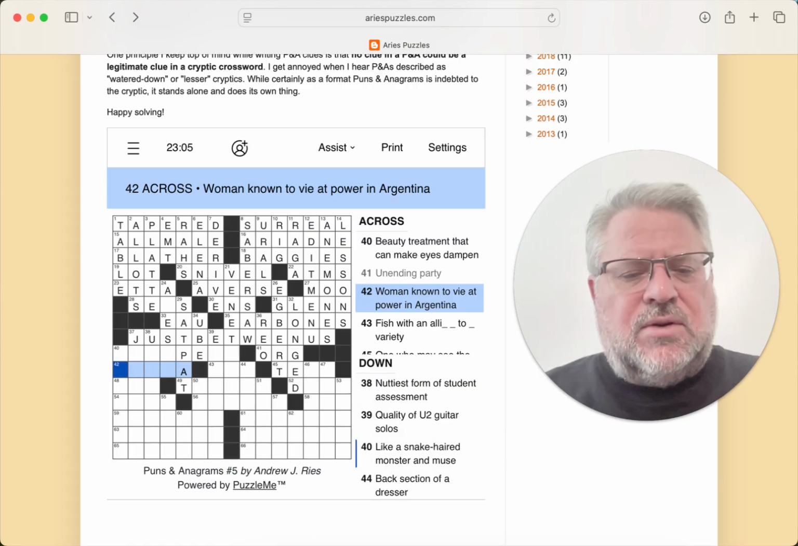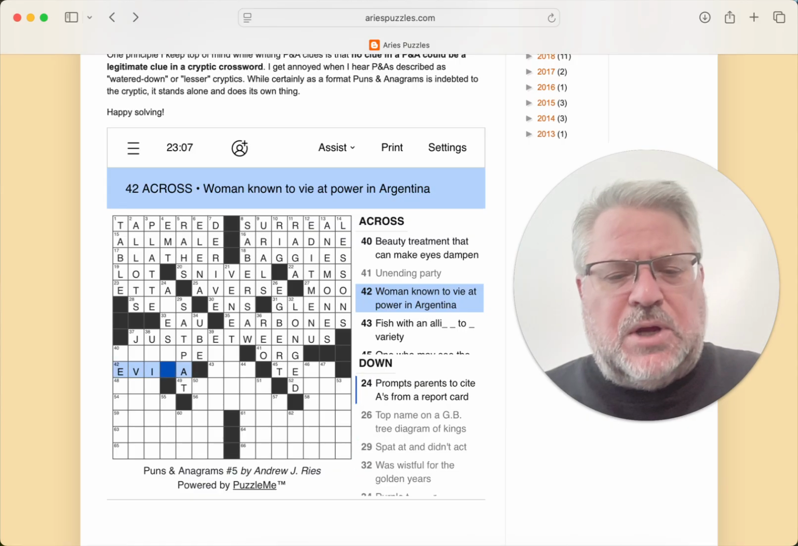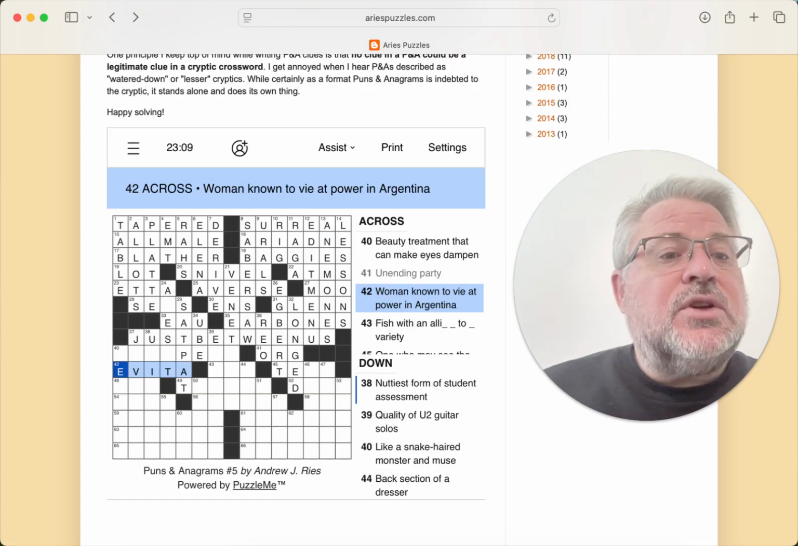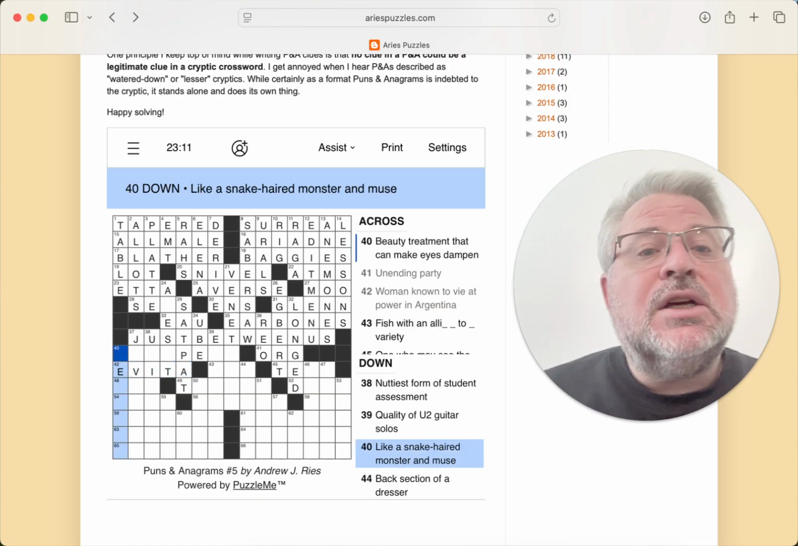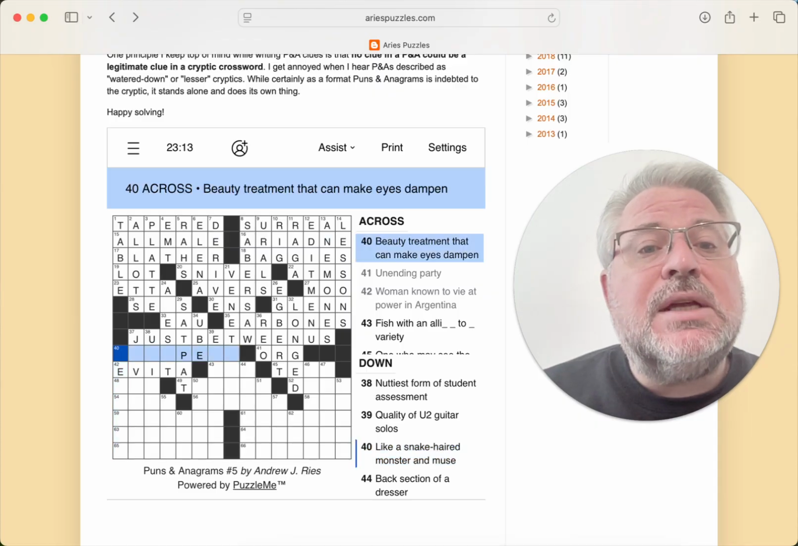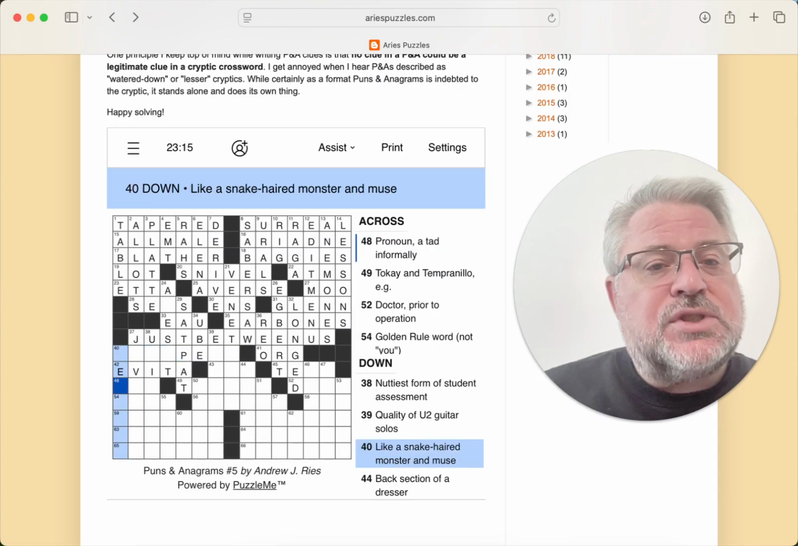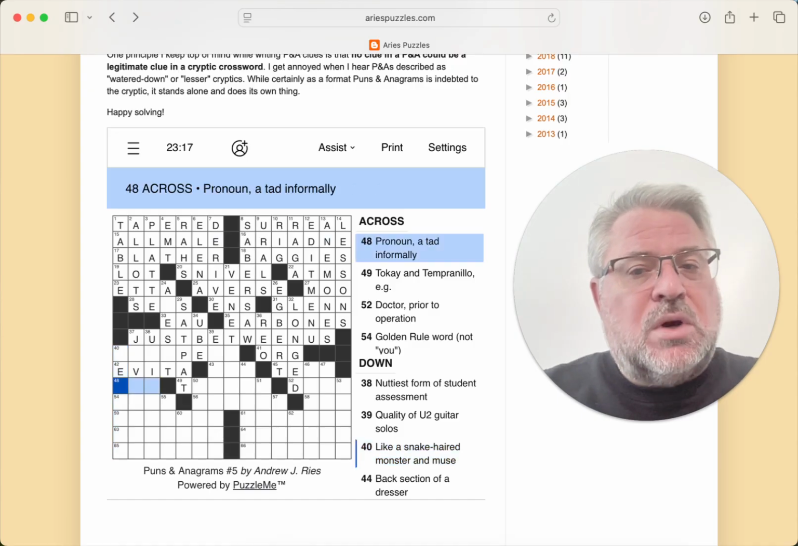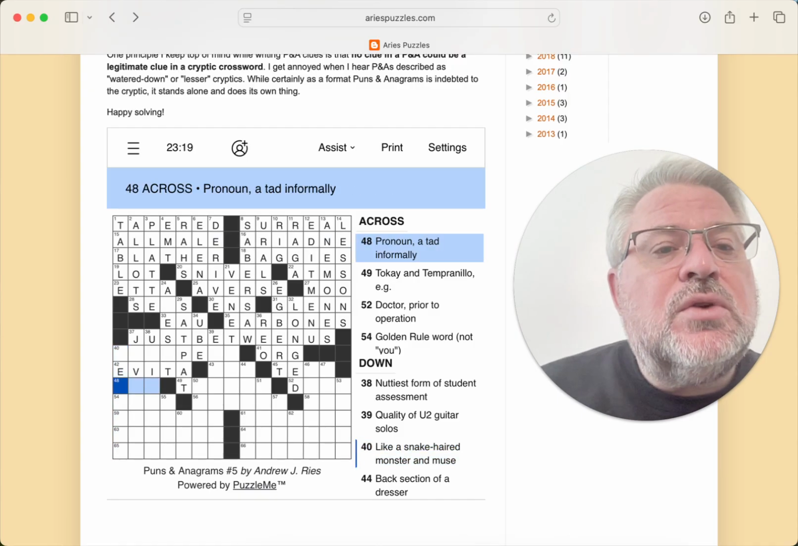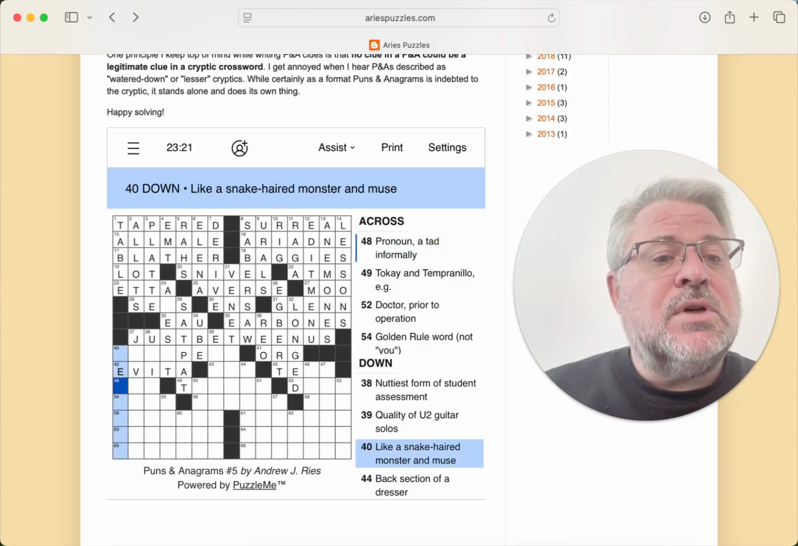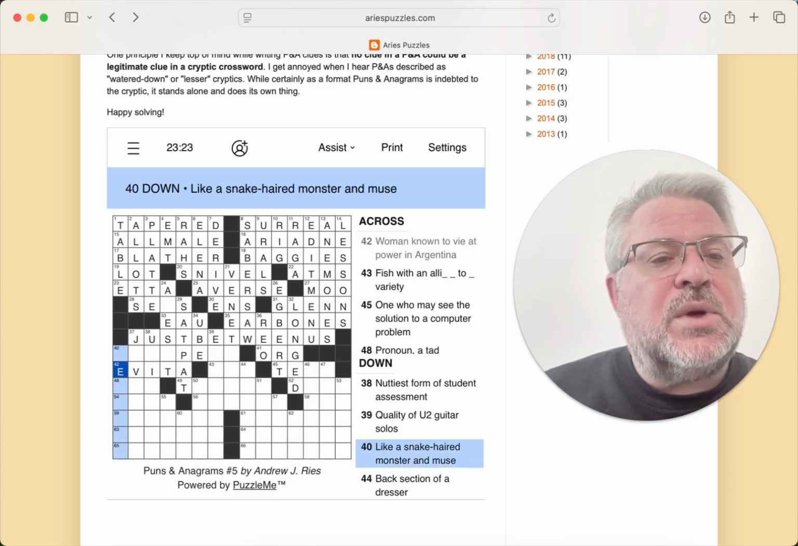VIEAT is an anagram for Evita Perón. You let down your people, Evita. You were supposed to have been immortal. Not much to ask for, that's all they wanted. But in the end, you could not deliver. So we'll put in Evita Perón for 42 across.